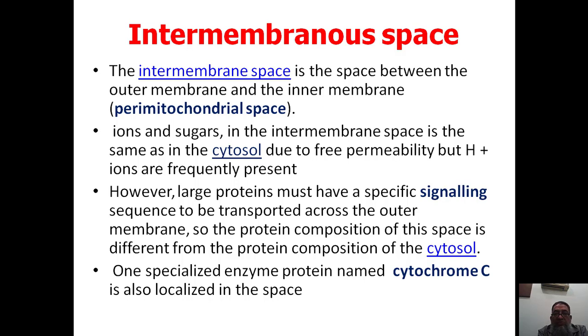However, large proteins must have specific signal sequences to be transported across the outer membrane, so the protein composition of this space is different from the protein composition of the cytosol.